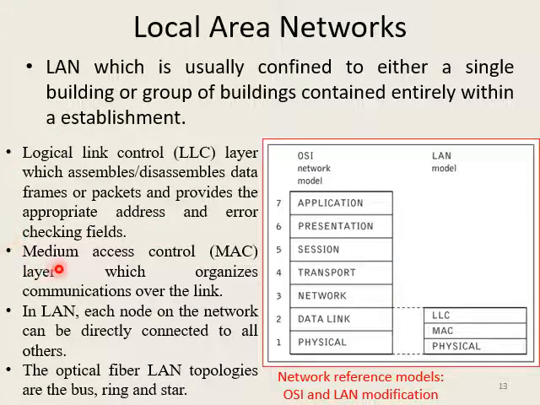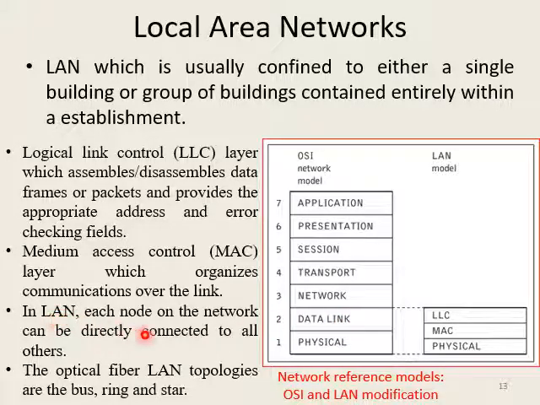Next, we have the medium access control, that is MAC, which is another layer after LLC. So the data link layer and physical layer are divided into three structures as per the LAN compared with OSI. LLC is the logical link control, and the other layer is MAC, medium access control. This layer organizes the communication over the link, that is, how the connection needs to be established.